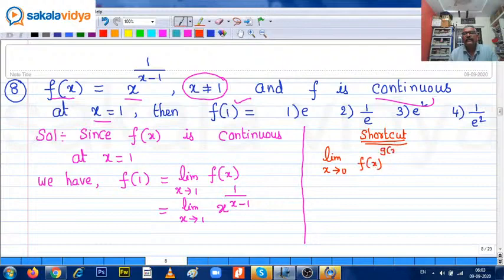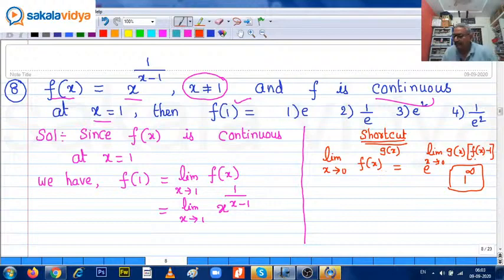Please all of you remember this shortcut. E raised to limit x tends to 0 of g of x into f of x minus 1, whenever it is 1 to the power of infinity form. If this is 1 to the power of infinity, you can apply this shortcut.